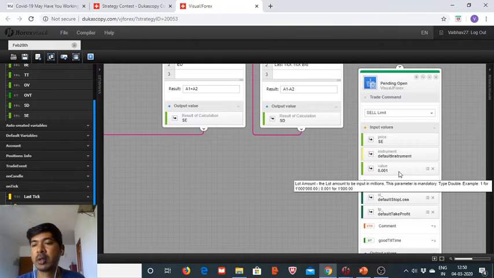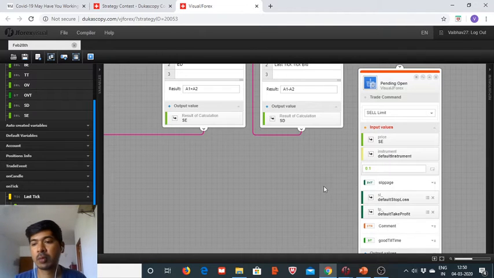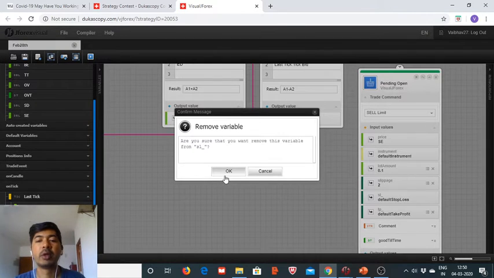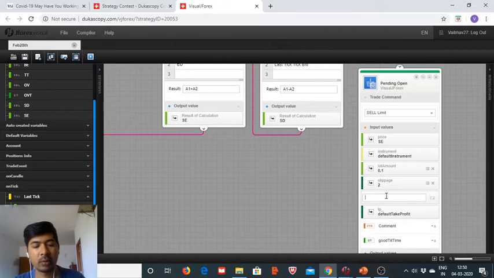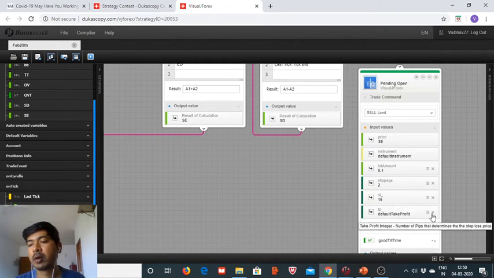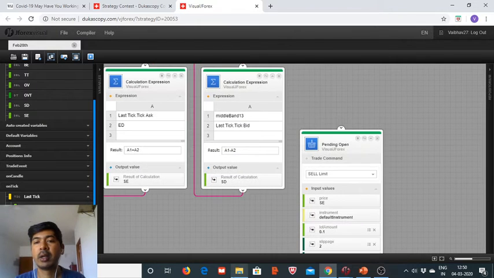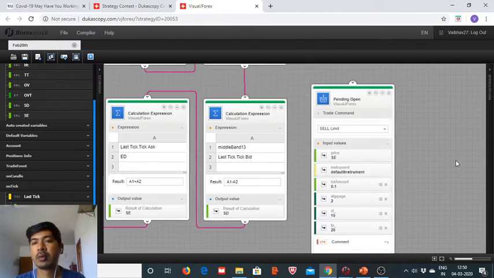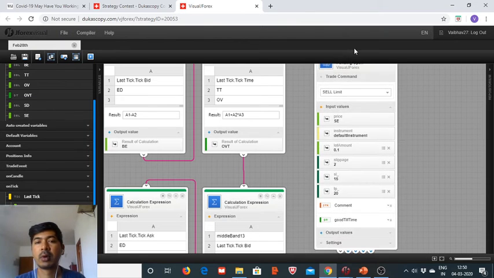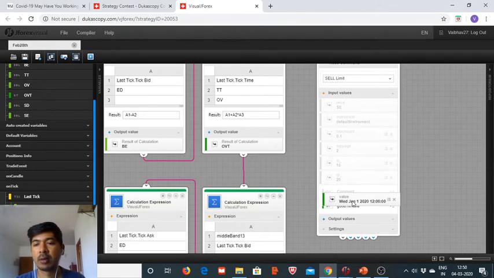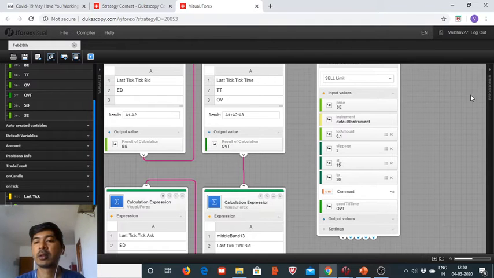Default instrument Euro USD, trade amount we will keep it at 0.1 million. The slippage will be of 2 pips. The stop loss, we have been using the stop loss of 15 pips, whereas our target will be of 20 pips. And now we add the order validity time. The order validity time is OVT, and it has been defined at 2 hours.